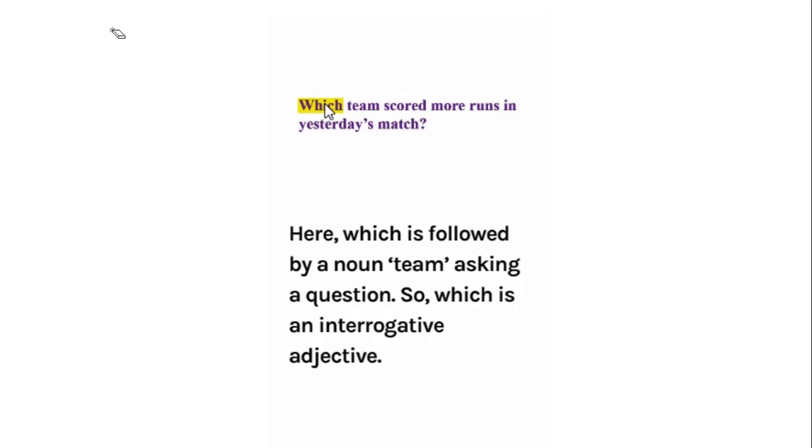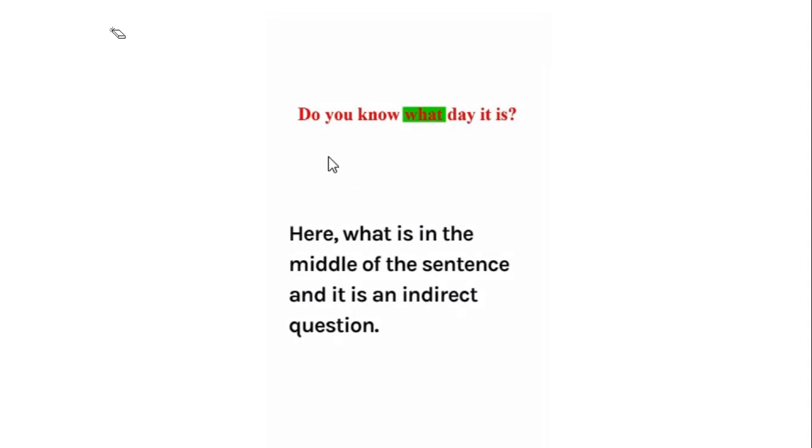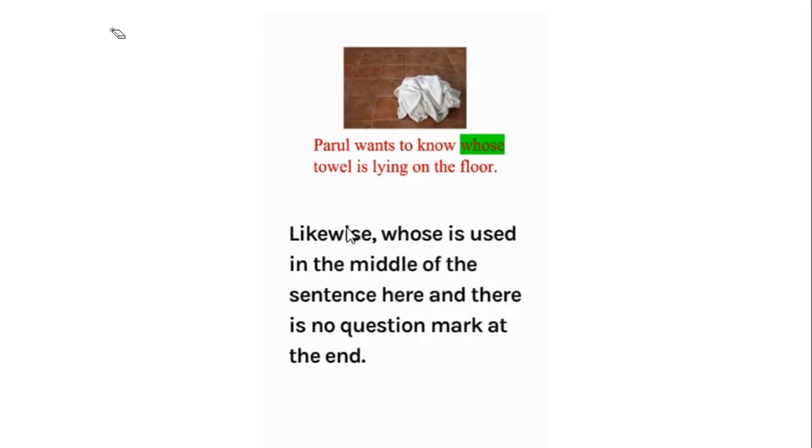So it's not necessary that they will always be in the beginning. Most of the time they are used in the beginning, like: What question did the teacher ask? Which umbrella is yours? Whose painting has won the first prize? But they can also appear in the middle of the sentence in indirect questions. Do you know what day it is? Here what is in the middle of the sentence. Parul wants to know whose towel is lying on the floor.